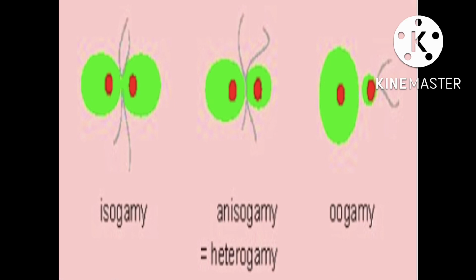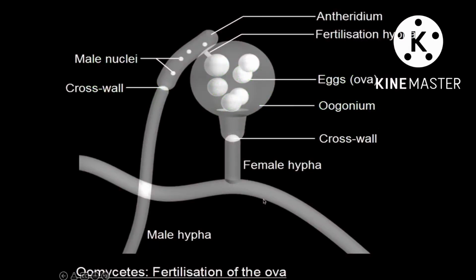Sexual reproduction may be isogamous or oogamous type. That means in isogamous, both gametes are the same in size, and in oogamy the egg is large and the other one, that is the male, is smaller in size, and the male is motile and the female is not motile. In case of oogamous, the male sex organs are antheridia and the female is oogonia. So this is the structure of female hyphae, here the oogonia structure, and the male has antheridia structure.